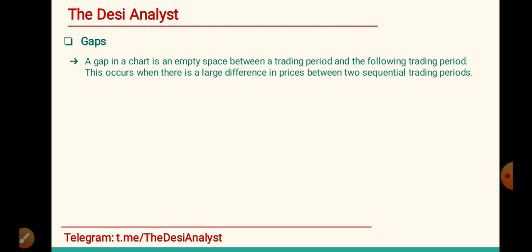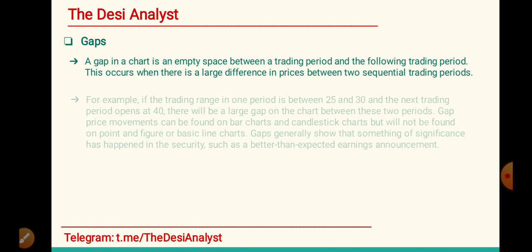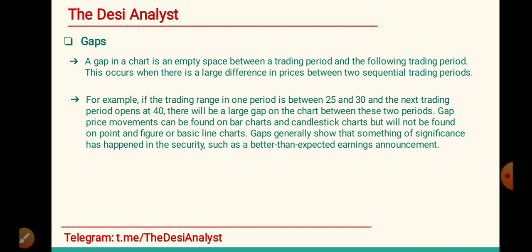Gaps. A gap in a chart is an empty space between a trading period and the following trading period. This occurs when there is a large difference in prices between two sequential trading periods. For example, if the trading range in one period is between 25 and 30 and the next trading period opens at 40, there will be a large gap on the chart between these two periods. Gap price movement can be found on bar charts and candlestick charts but will not be found on point and figure or basic line charts.